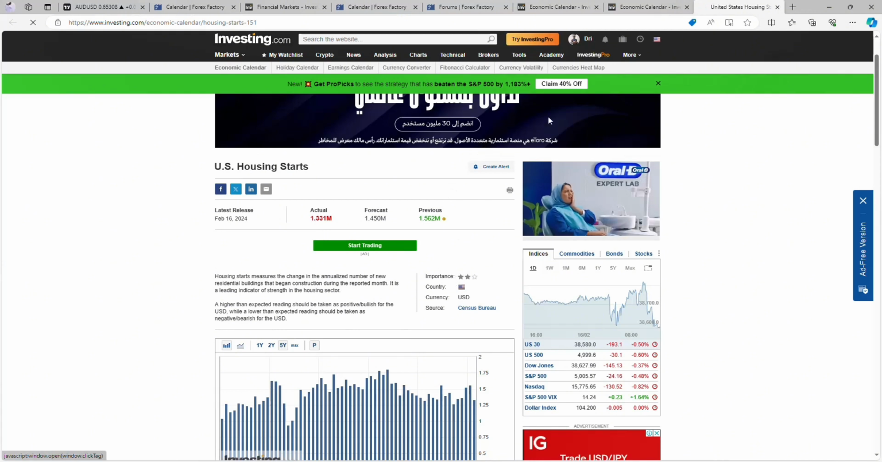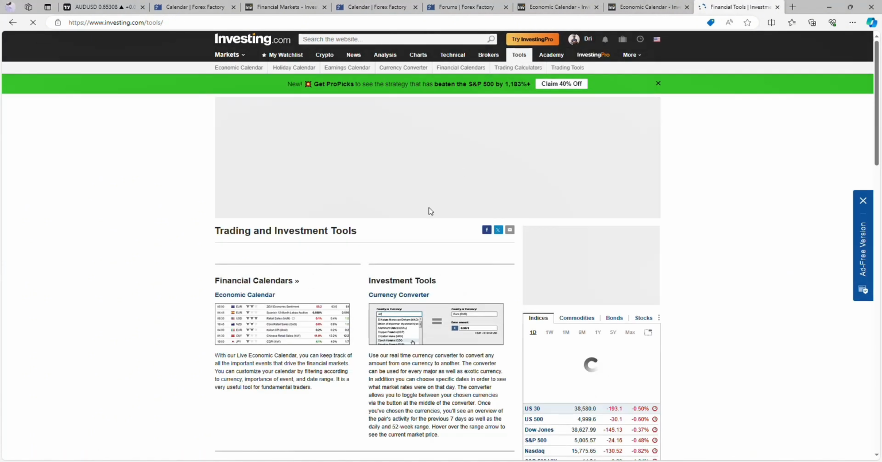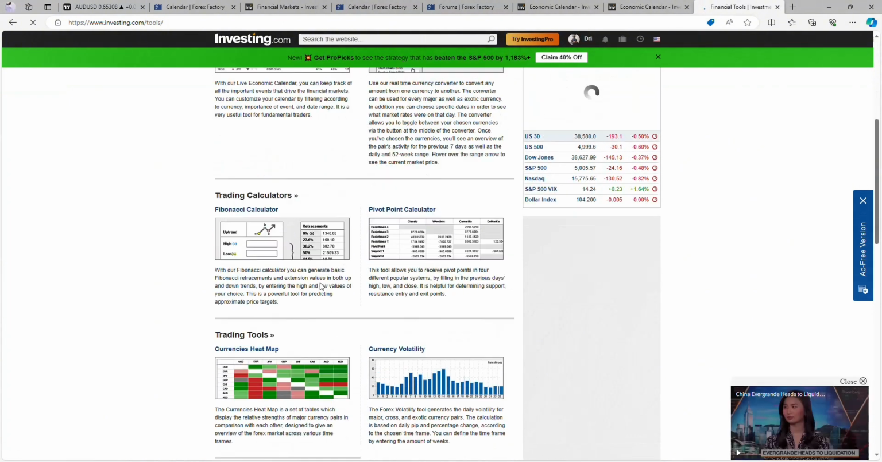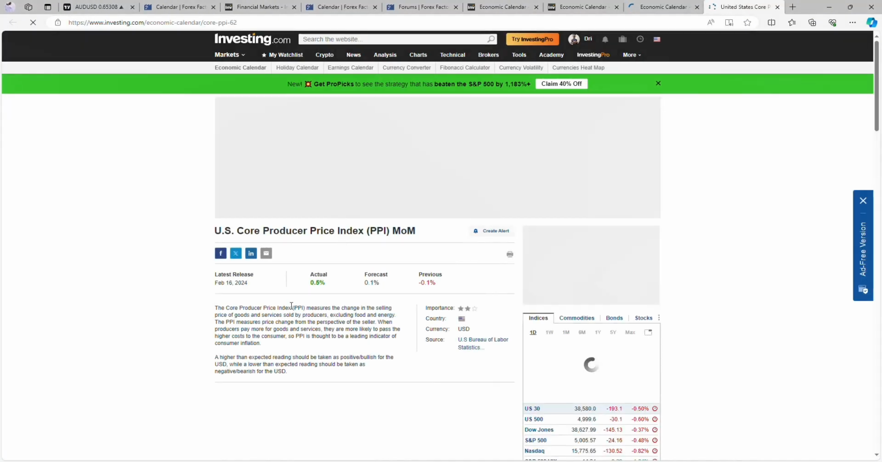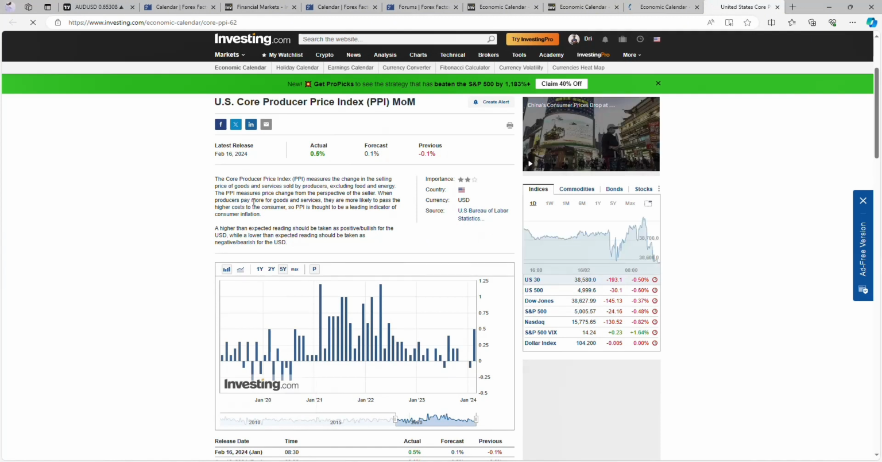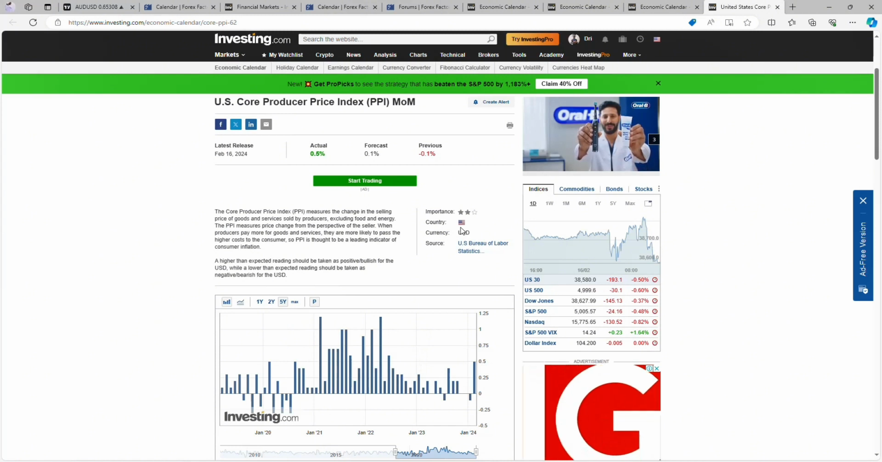Let's go back again and let me show you something. You go back to tools, you go back to economic calendars. Let us look at something. In case you do not understand the meaning of core PPI, you come to this place and you just click on core PPI. It's going to open this page and it's going to give you the definition of core PPI. You see, the core producer price index is going to give you the entire definition here. And it's going to give you the currency and the country and the importance.